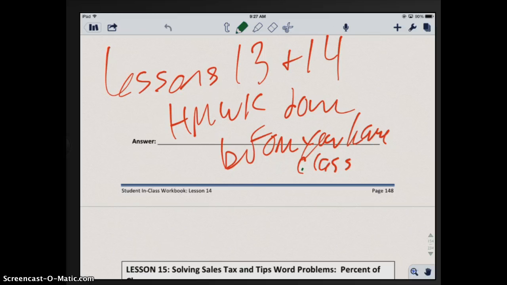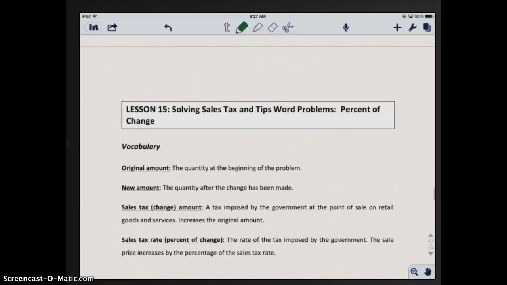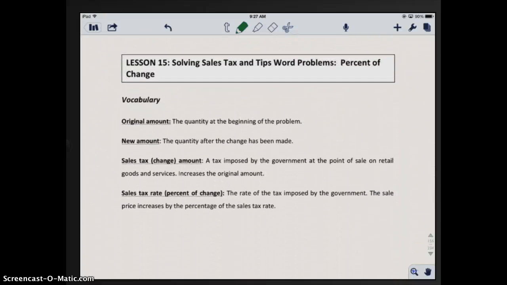Hopefully, you finished the lessons 13 and 14 homework. You should have done it yesterday, and you should have done it at home, and hopefully you have it done by now. Moving on to lesson 15 really briefly, you're going to take some notes as you follow along. So pause the video at this time if you need to get your lesson 15 notes out so you can flip back and forth when needed.